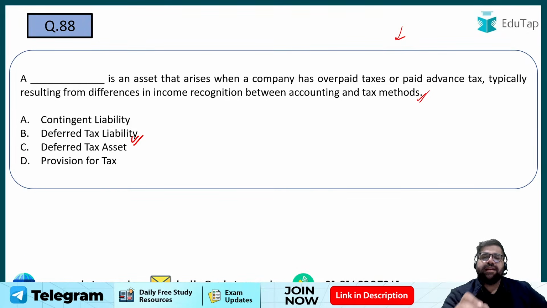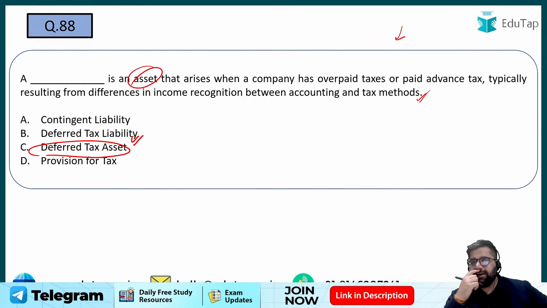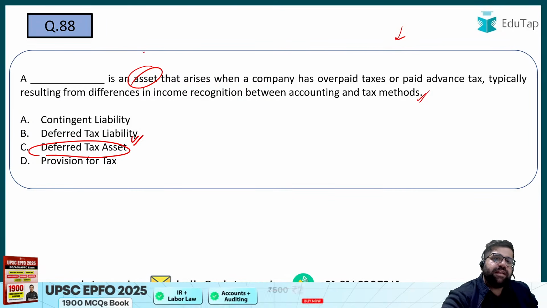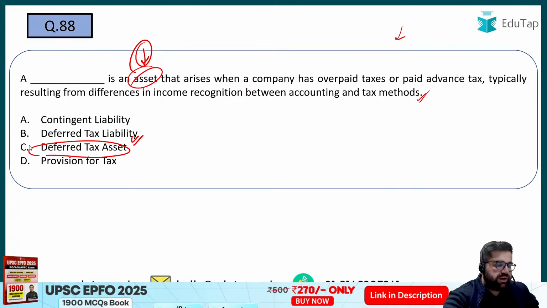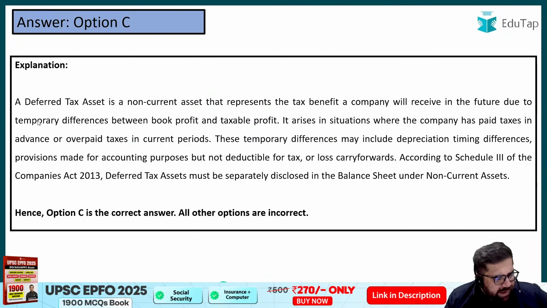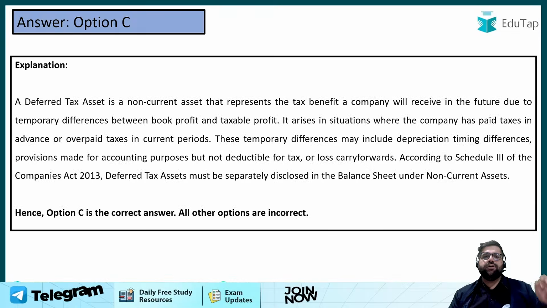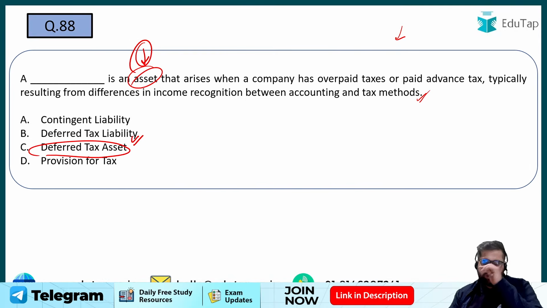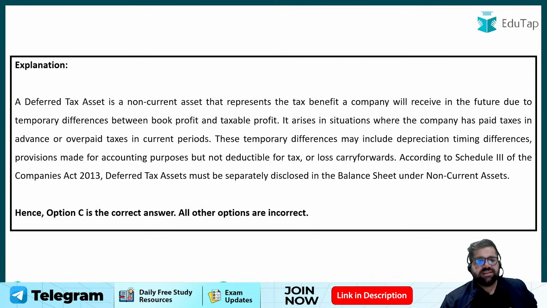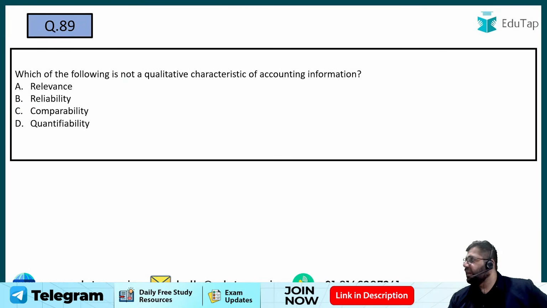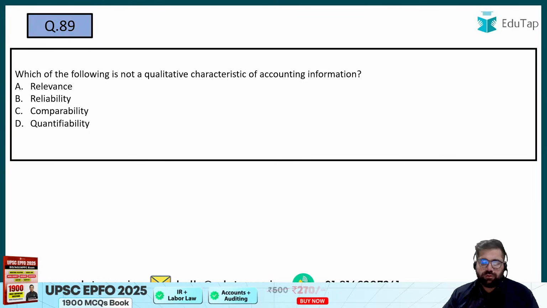Okay, so it's an asset पूछा है, then it will be a deferred tax asset. But if it's a liability to be paid, then it will be option number B. They have clearly said asset, so therefore it will be option number C. My bad, my bad. Okay, it will be C. वहां पे सीधा सीधा उन लोगों ने asset लिखा हुआ था. So it will be deferred tax asset. Yes, yes. Question number 89.